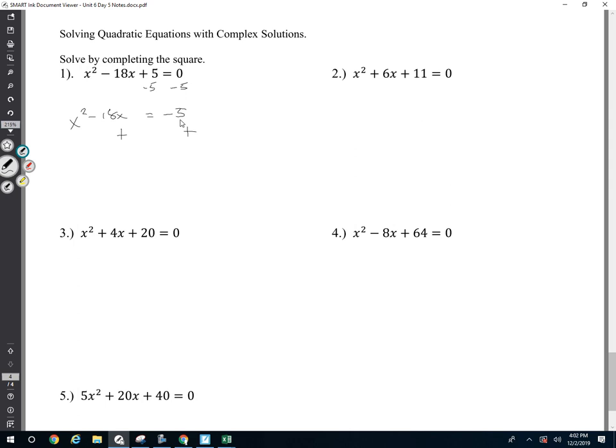You guys don't have this? Okay. This actually isn't a complex solution, so it's a bad example, but whatever, it's the same thing.